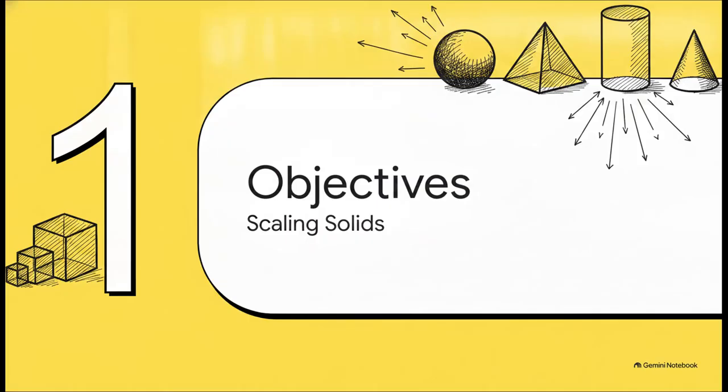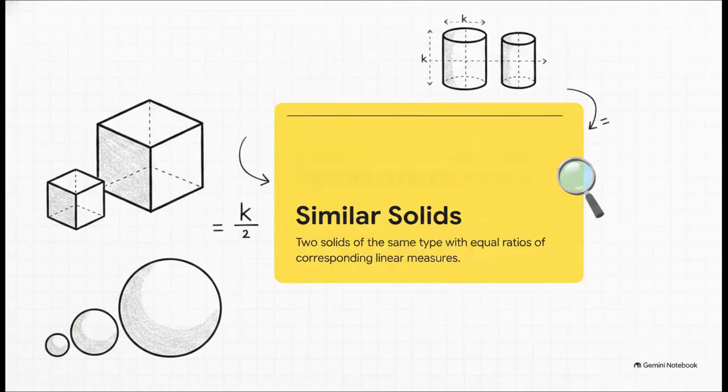Section 1. Objectives of scaling solids. So, let's establish our foundational definition. What exactly are similar solids? Basically, they are two solids of the exact same type that have equal ratios of corresponding linear measures. Think about things like heights, widths, or radii. If you compare the height of one cylinder to another, and then the radius of that first cylinder to the second, that ratio must be identical. That common ratio is what we call the scale factor, often represented by the variable k.